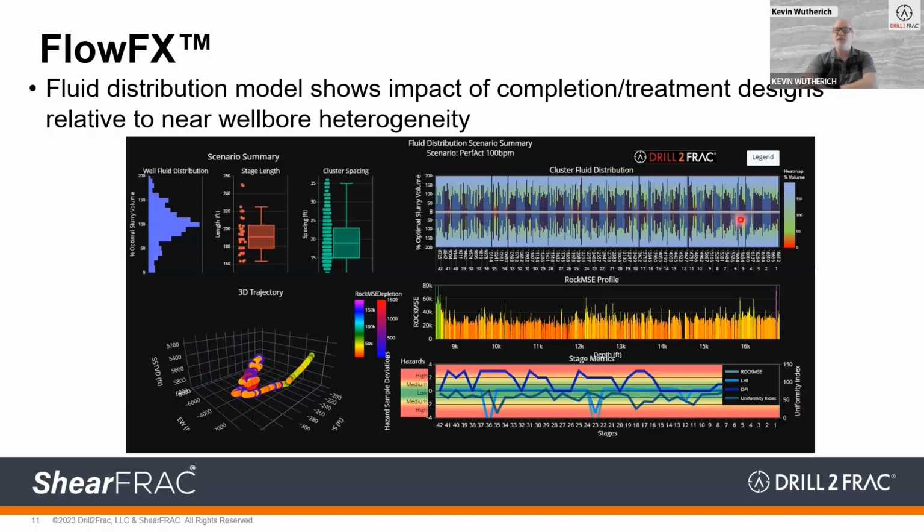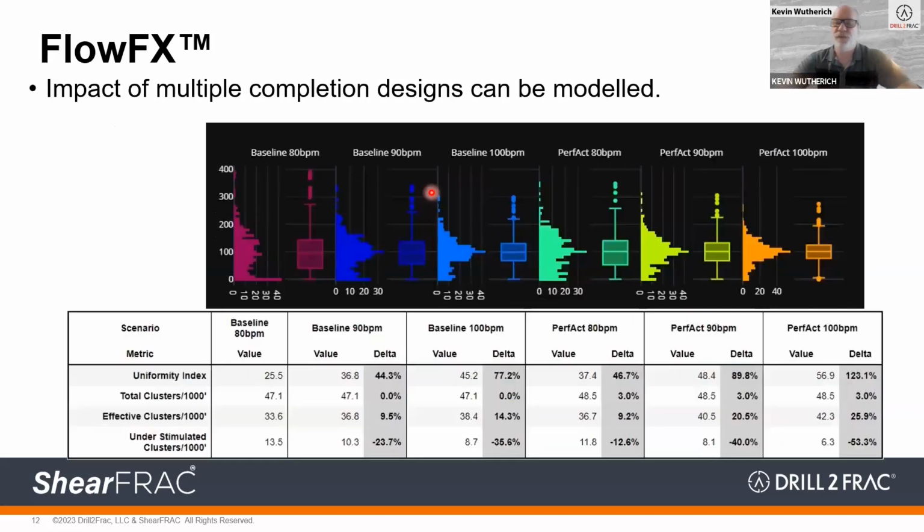And this image here essentially shows you a bird's eye view of how we predict the fluid should be distributed, just based on the design. And the nice thing about that is one of the goals of this project was to try different designs. So what is the effect of going to 80 barrel a minute versus 90 barrel a minute versus 100 barrel a minute using just a geometric design? And then what's the same effect going from 80 to 90 to 100 barrel a minute using an engineered design?